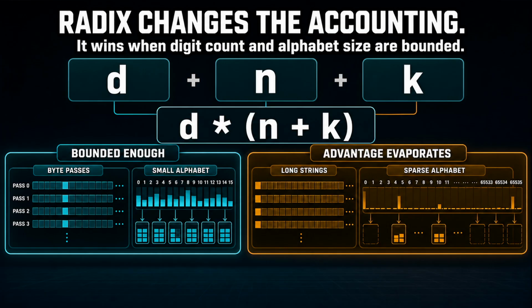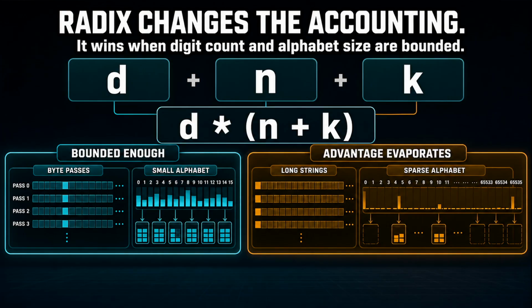That is the trick. Now, the cost is not free, though. Radix sort is roughly d times n plus k. D is the number of digit passes. K is the alphabet size per pass. So for fixed-width integers, D is bounded, 4-byte passes or 8-byte passes depending on the key. That is why it can beat comparison sort.